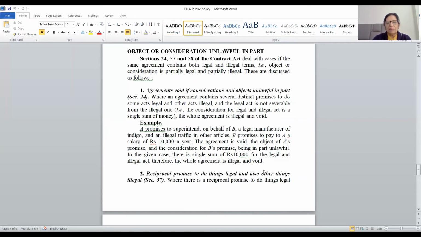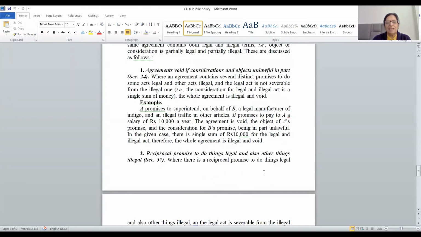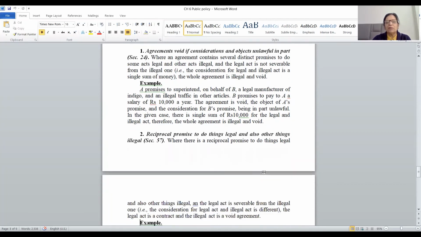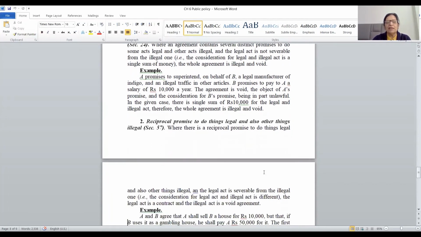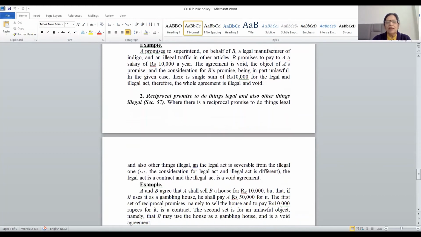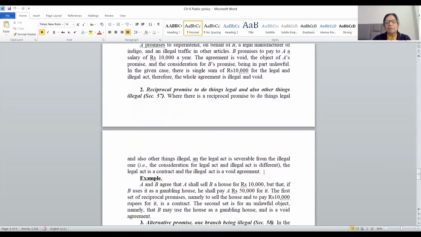Now coming to the second point, which is reciprocal promise to do certain things legal and other things illegal. Where there is a reciprocal promise to do certain things legal and other things illegal, and the legal act is separable from the illegal act.